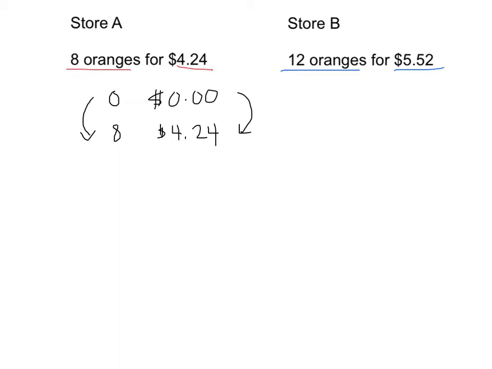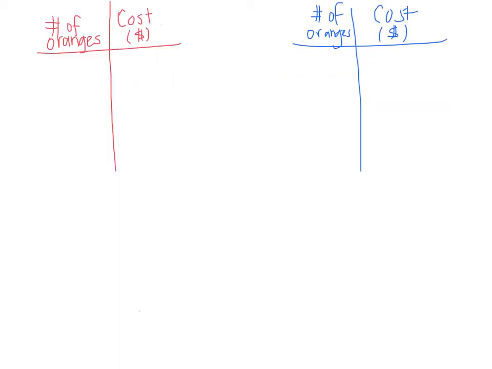Do you think Store B is also a direct relationship? Sure, if you don't get any oranges, you're not going to spend any money. Let's use this relationship to build our table of values. We're going to put number of oranges in the left column of the table because it's our independent variable. And we're going to put cost in the right column because it's a dependent variable. The cost depends on the number of oranges we buy. The more we buy, the more we're going to spend.